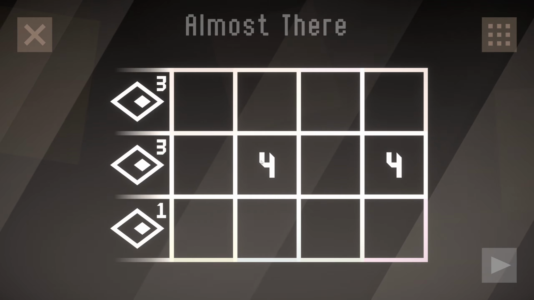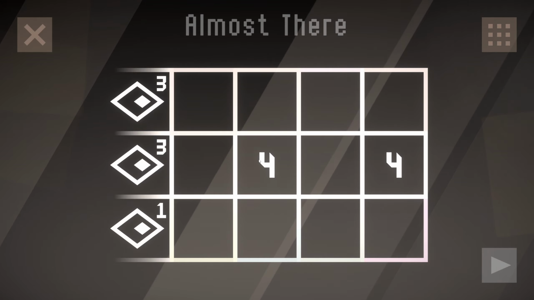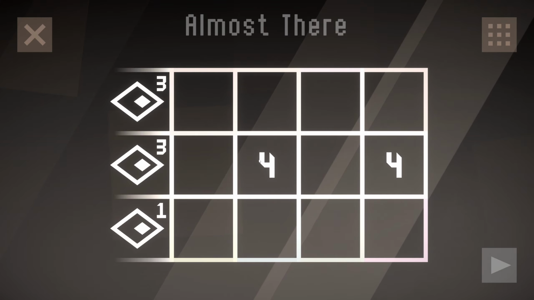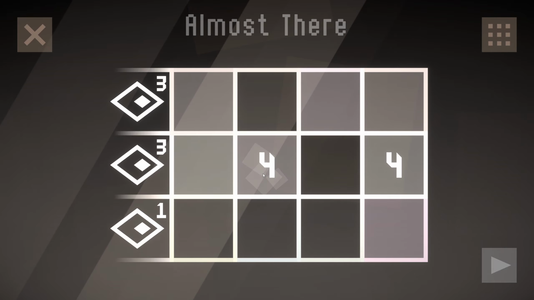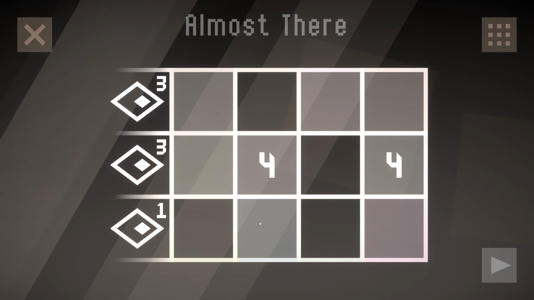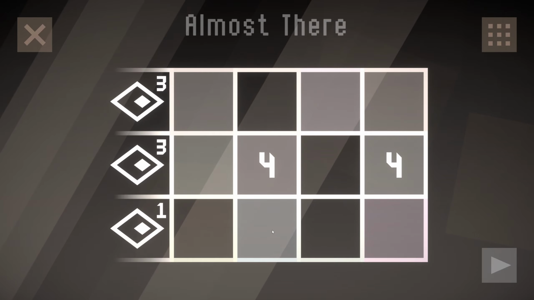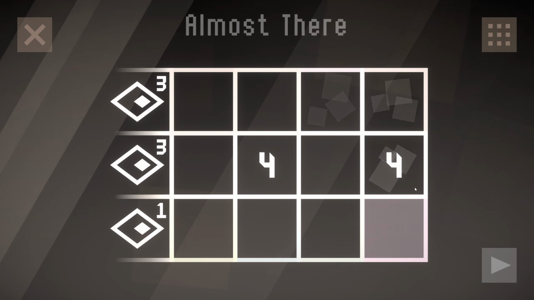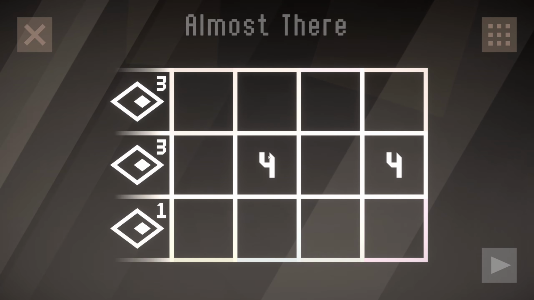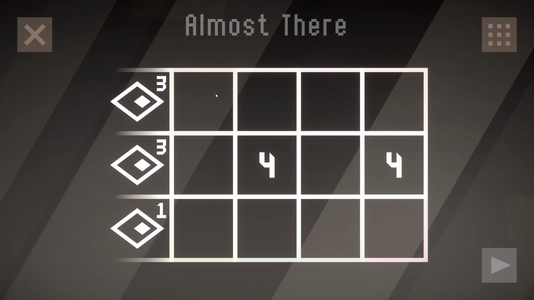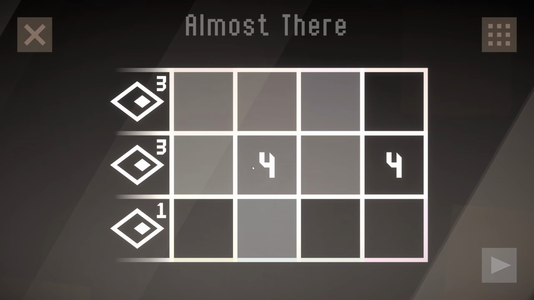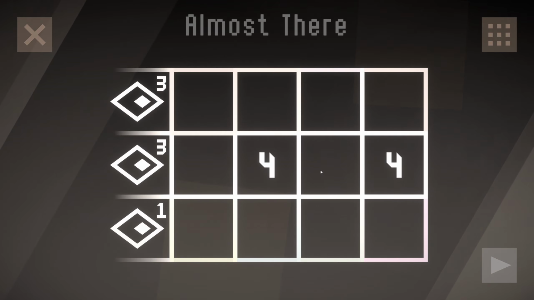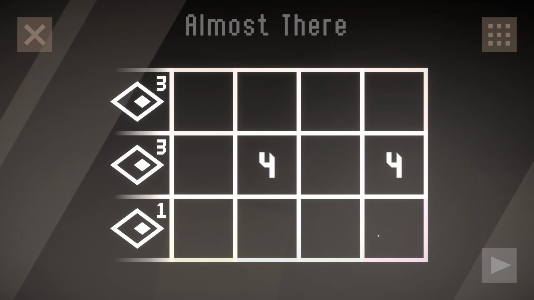Interesting. 1 in the bottom, 3 and 3. The 1 in the bottom doesn't work. We need 3 and 3 and 1. That's going to be 3 and 3 and 1 makes 7. We can't make 7 out of 2 zones of 4. So does that mean one's going to be positive, one's going to be negative?